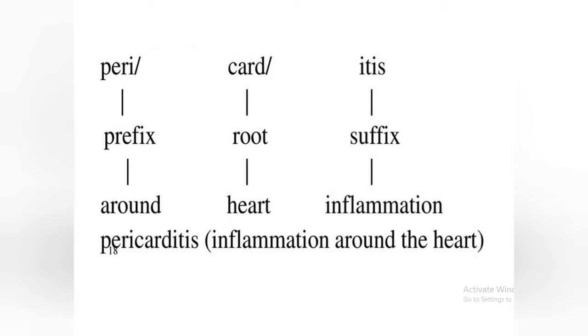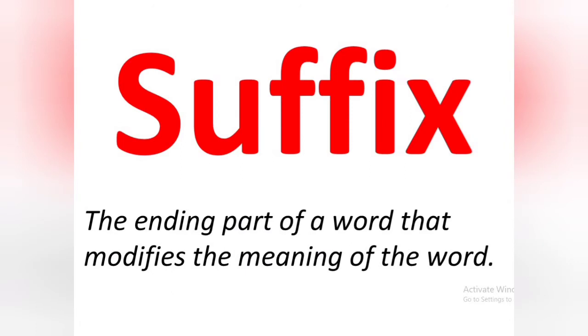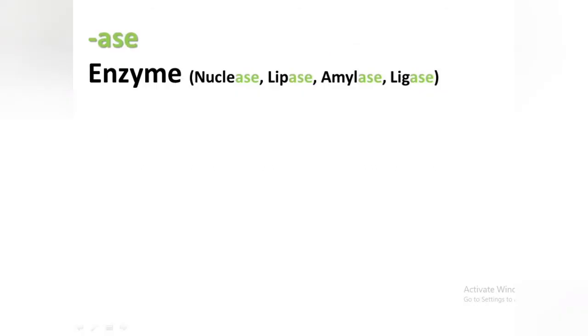So, let's enter into our main topic, that is the suffix. The suffix is the ending part of a word that modifies the meaning of the word. Let's begin. First suffix is ase. Whenever your medical term or word ends with ase at the ending, it means it is an enzyme. Few examples are nuclease, lipase, amylase, ligase. You can see that all the words are ending with ase, which is the suffix which represents the enzyme.